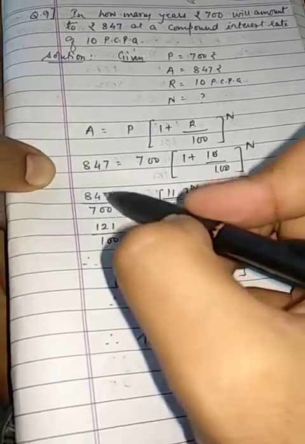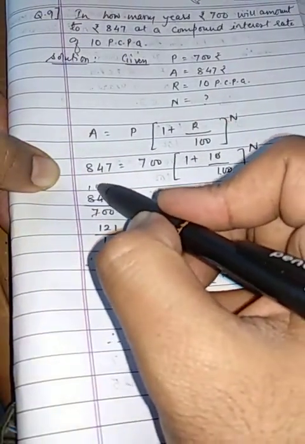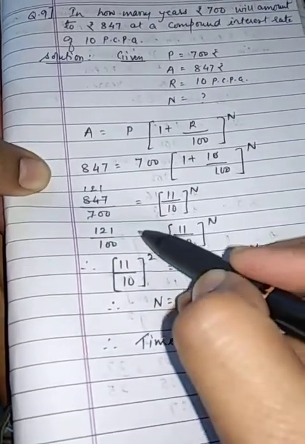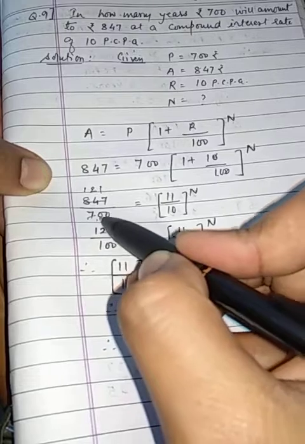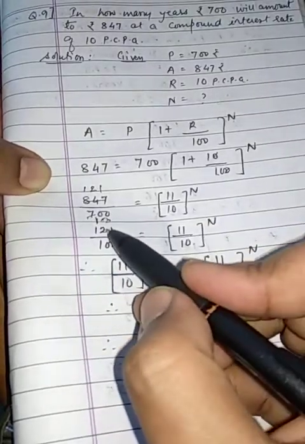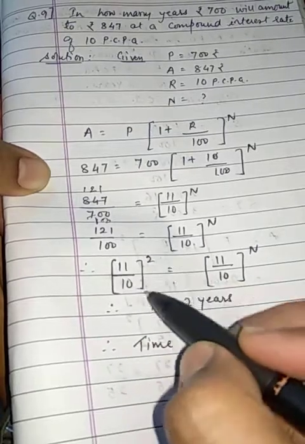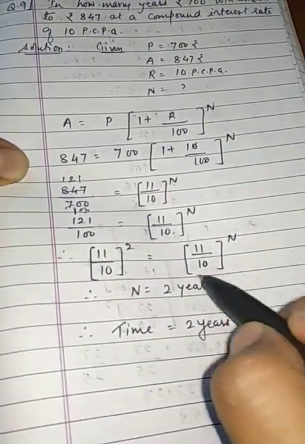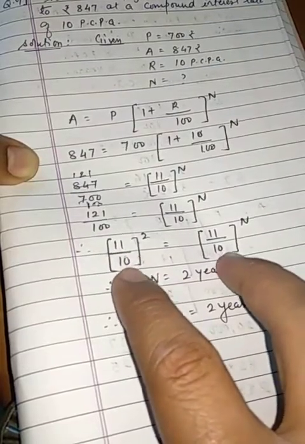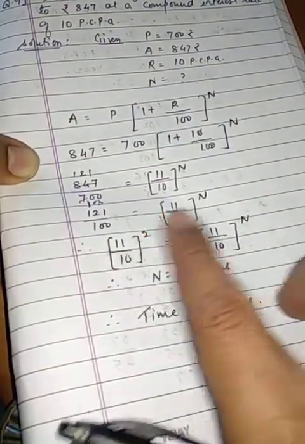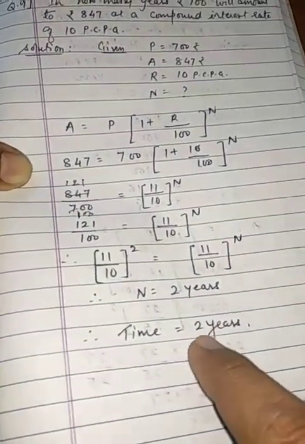Now here you will divide it by 7. 7 ones are 7, 7 twos are 14, 7 ones are 7. So you are getting 121 upon 100. Isn't it? So 121 is the square of 11, 100 is the square of 10. So you are getting 11 upon 10 squared, and here 11 upon 10 raised to n. So the bases of these two numbers are the same, so the indices will be equal. So n equals 2 years. Therefore time is 2 years.